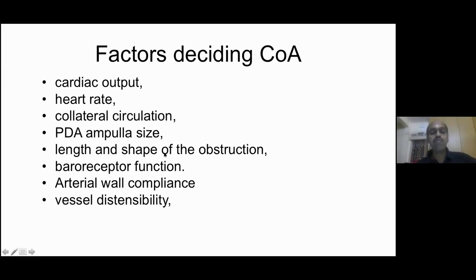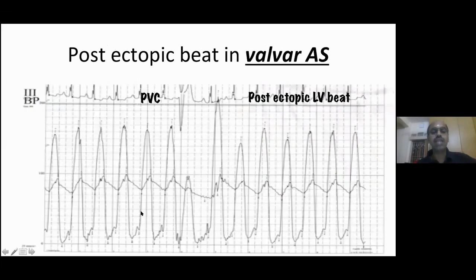Length and shape of the obstruction, baroreceptor function, arterial wall compliance and vessel distensibility are the other factors. Factors like vessel distensibility matter basically whenever the aorta is being replaced by a foreign body, like a PTFE patch aortoplasty or a Dacron patch aortoplasty. The altered vessel wall distensibility will also result in altered pressure tracing.